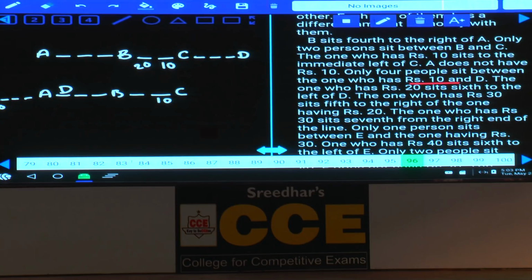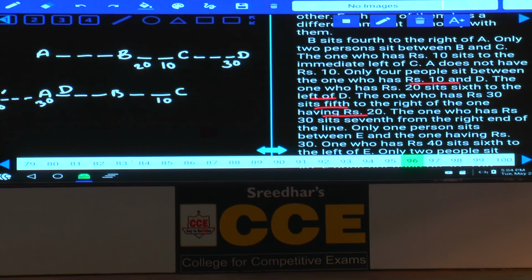And next one, the one who has 30 rupees sits 5th to the right of the one who is having 20. And 30 rupees is 5th to the right of this one, 1, 2, 3, 4, 5. Now 30 rupees is to the immediate left hand side of this one. Now here 1, 2, 3, 4, and 5. That is, 30 rupees must be A, isn't it? Now the one who has 30 rupees sits 5th to the right hand side of 20 rupees. Now this 20 rupees sits 6th to the left of D.